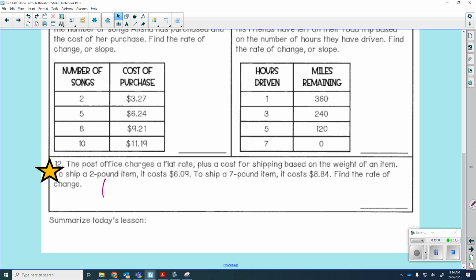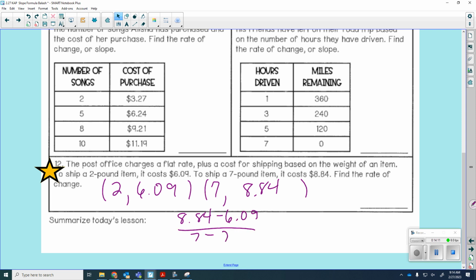We know that we need to get some points here, right? So what will be your x's? What is the independent value? The pounds. So you've got a 2-pound item and a 7-pound item. And therefore the cost is the y, the dependent. So 6.09 versus 8.84. It's just taking the story and putting it into point form, and now we can do it. So this would be 8.84 minus 6.09 over 7 minus 2.